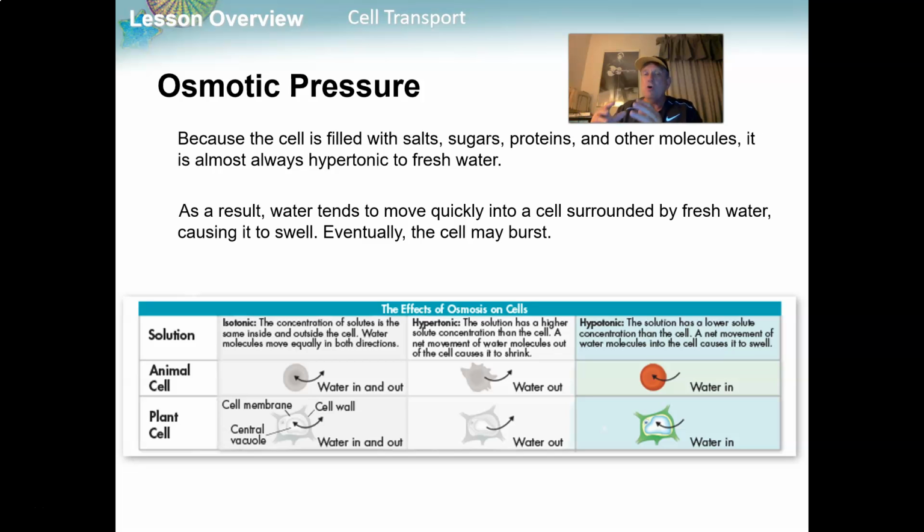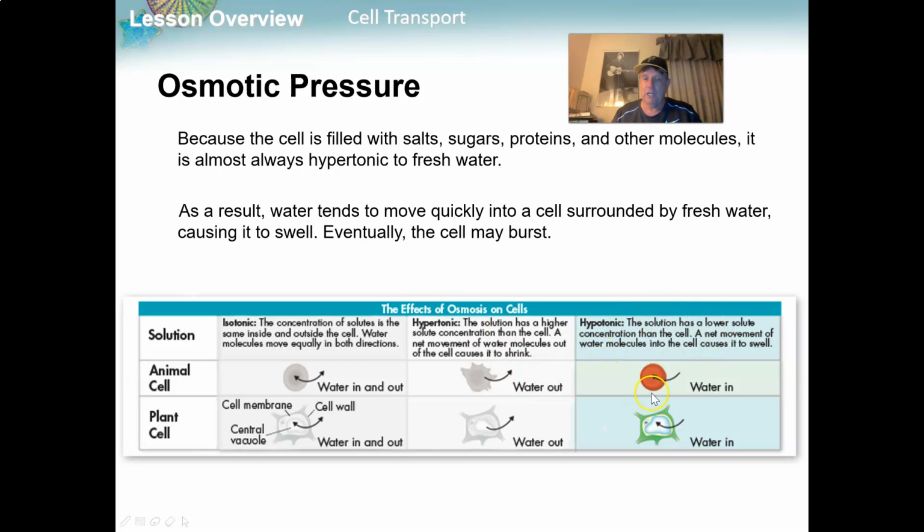So when you have more water outside the cell than you do inside the cell, the water will go inside the cell. Okay? So as a result, water tends to move quickly into the cell surrounded by fresh water, causing it to swell. Eventually the cell will burst.